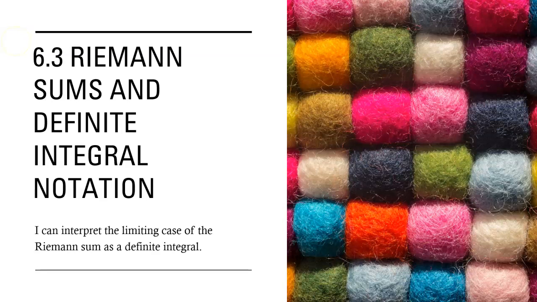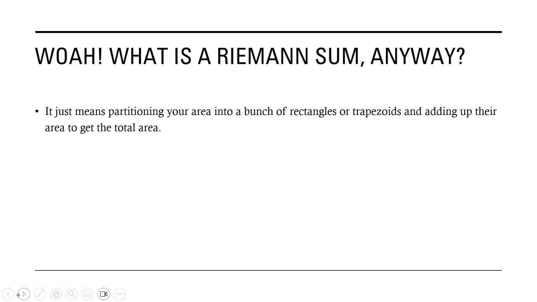So this video is about using Riemann sums to find the area under a curve, and then how we can change that into definite integral notation. Just so you know what a Riemann sum is, it just means we're going to take those rectangles and trapezoids that we talked about yesterday, and we're going to add them up to find the total area. In general, those are called Riemann sums.